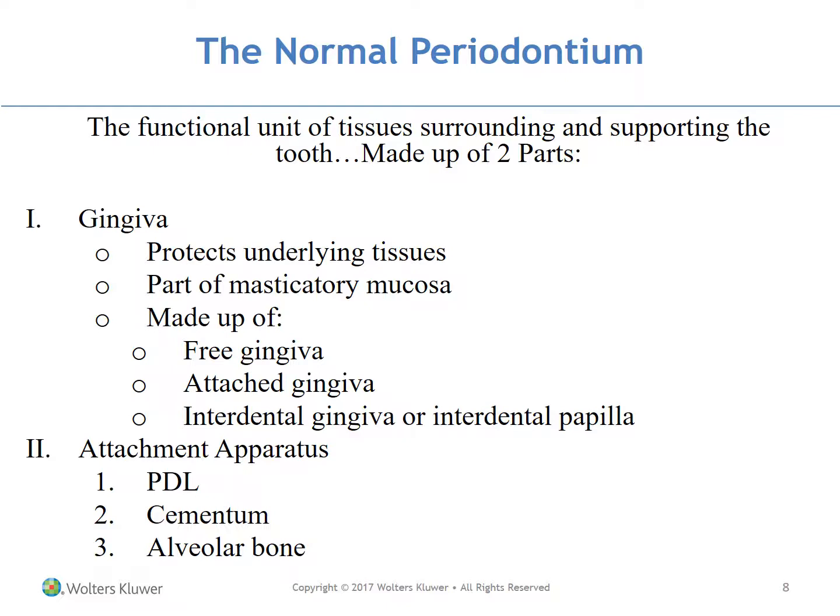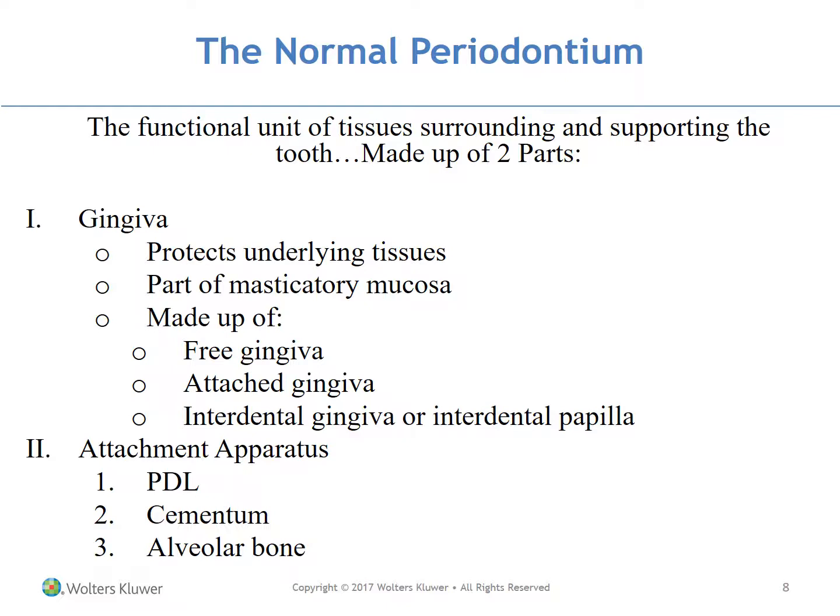Now, we have 3 parts to our gingiva. Remember, our gingiva is part of the masticatory mucosa, so it surrounds the neck of the tooth and is attached to the teeth and the alveolar bone, okay? So it's made up of 3 parts. We have the free gingiva, the attached gingiva, and the interdental gingiva or interdental papilla.